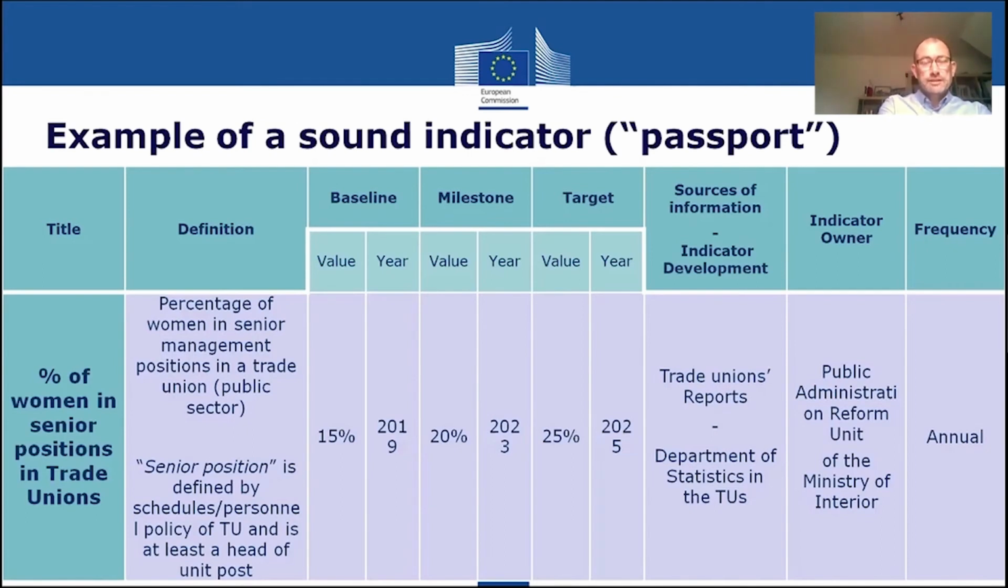And then we've got a baseline value, which is 15%, and the year, which is 2019. We have a target value of 25%. That's 2025. And we have a milestone, an intermediate target, which is 20% by 2023. Next to that, we have sources of information. So the sources that we'll use for this are the trade union report, and the Department of Statistics within the trade unions is the source of the data, the generator of the data.